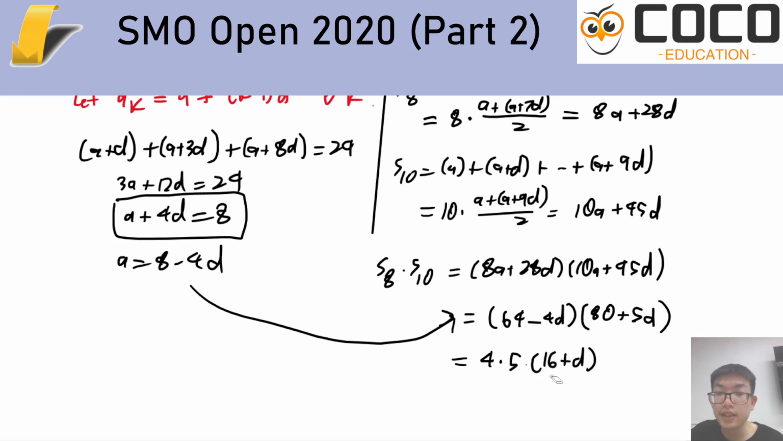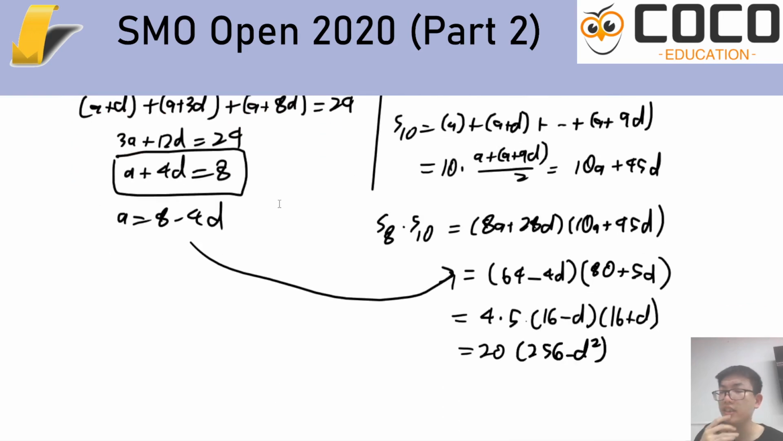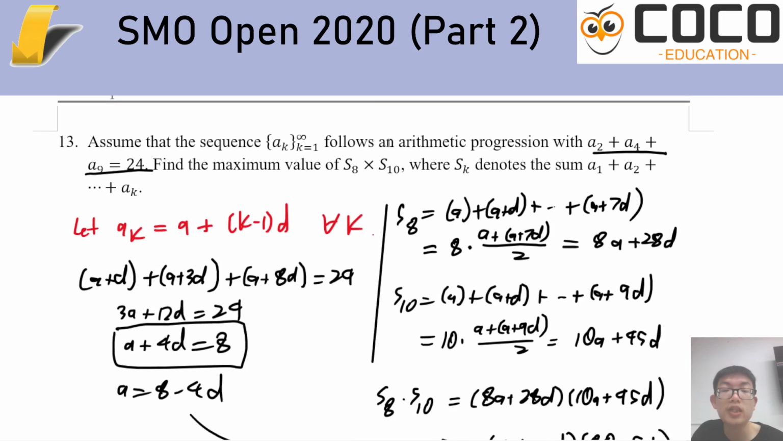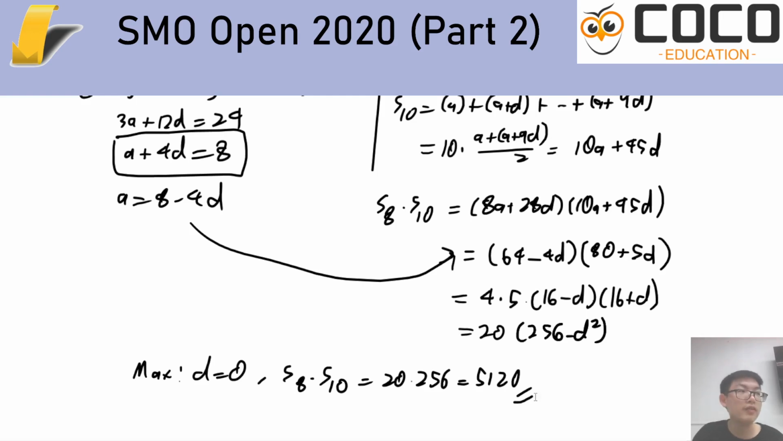So you realize that, humorously enough, this just simplifies to the difference of squares, whereupon the maximum value, which is what we want, just happens when D is 0. There's nothing wrong with D being 0 because the question didn't say a non-constant arithmetic progression. So as much as that feels a bit anticlimactic, we can say that the maximum is when D equals to 0. Our answer is 5,120.